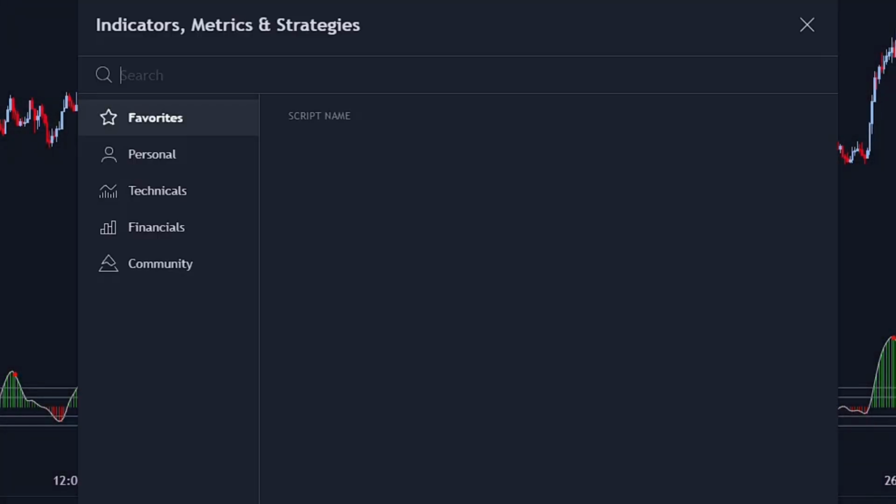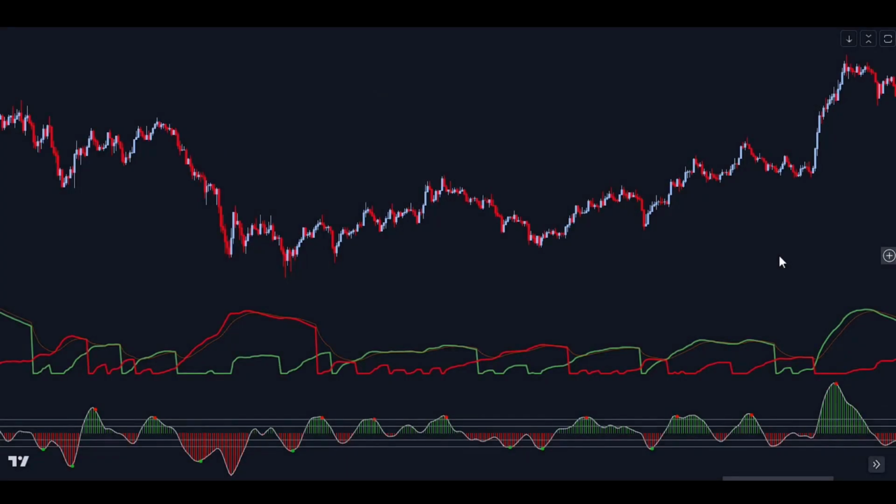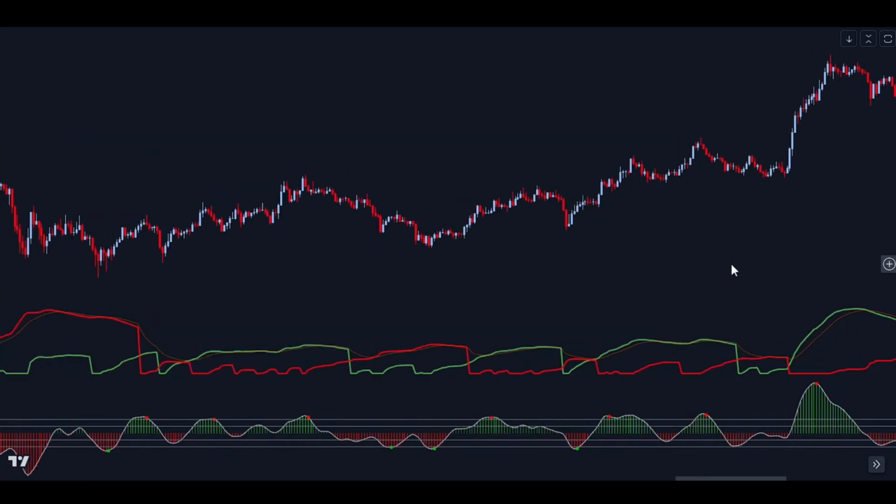Now let's spice things up a bit and craft a simple strategy. We're going to throw in another tool, the Andean Oscillator by Alex Grover. Don't worry about tinkering with the settings, they're good to go. This bad boy is going to be our momentum confirmation buddy.